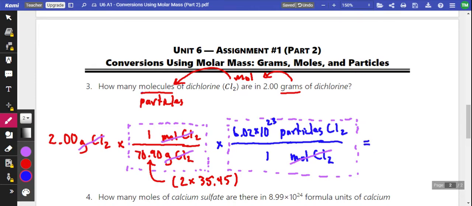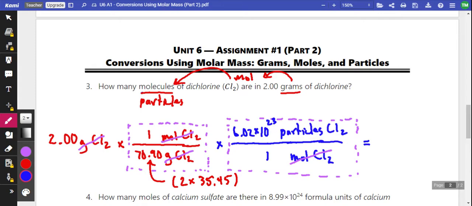All right, so now I just have to plug this in. I can take 2.00 times 1 divided by 70.90 times 6.02 times 10 to the 23rd divided by 1, and I should get my answer. Now, it's good to know that multiplying by 1 and dividing by 1 aren't actually going to change your answer. It should just give you the same thing. But it can sometimes be useful, especially if you're like me and you lose track of stuff in your calculator.